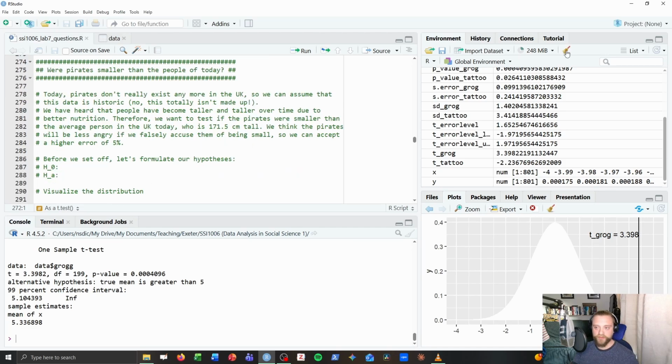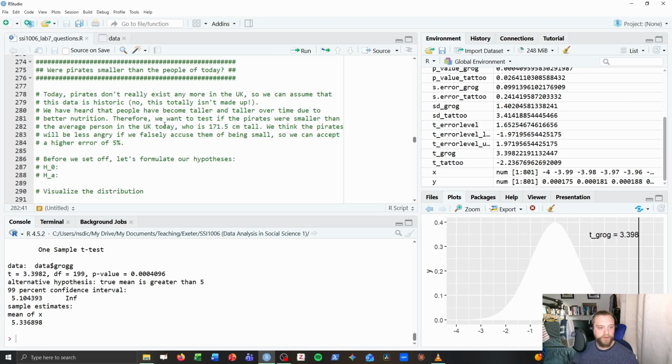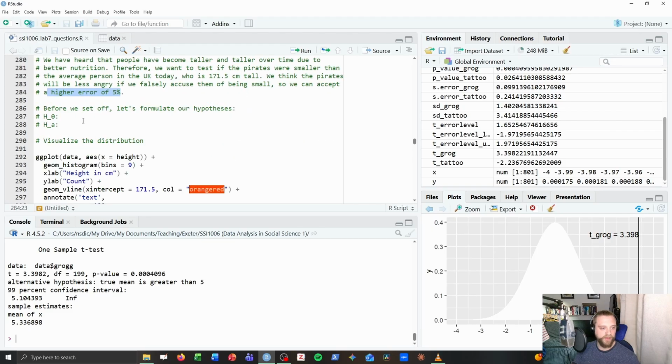Now, of course, we could also just do this the other way around. So what, for example, if we were interested in the height of the pirates? Now, we know on average that height in the past was lower. So we're just interested in whether pirates are smaller. I'm going to set an error level of 5.